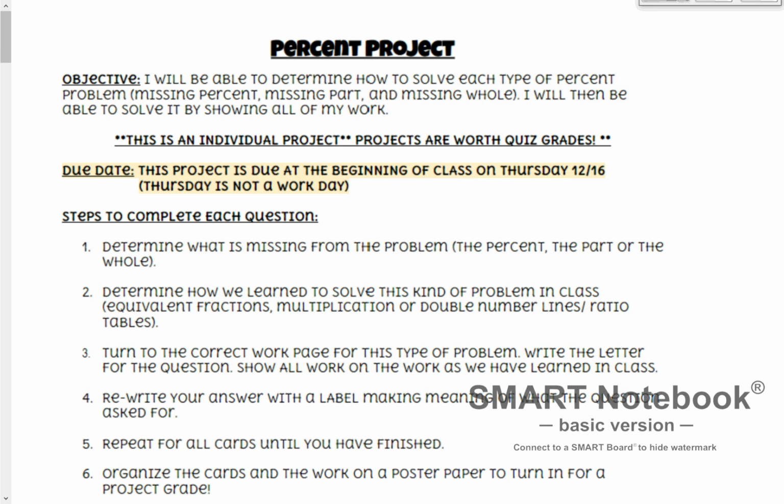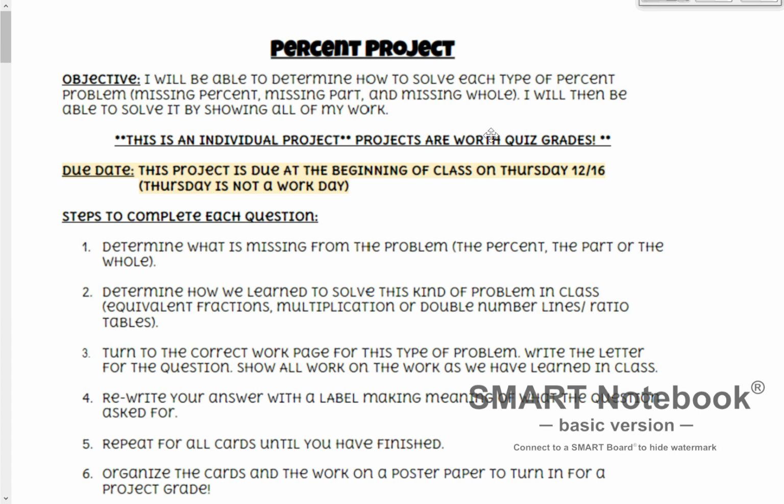Okay, so our objective of this project is to be able to solve those percent problems that we've been working on, but they're going to be all mixed together. Like we practiced finding a part on those 2 days, finding the percent on those 2 days, and finding the whole or total on those 2 days, but they were never mixed in with each other where you had to figure out which one was which. So that's what we're going to be doing with this project.